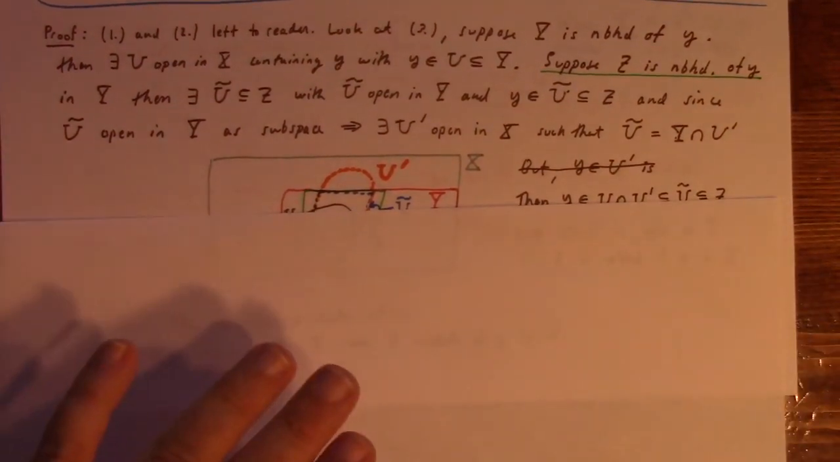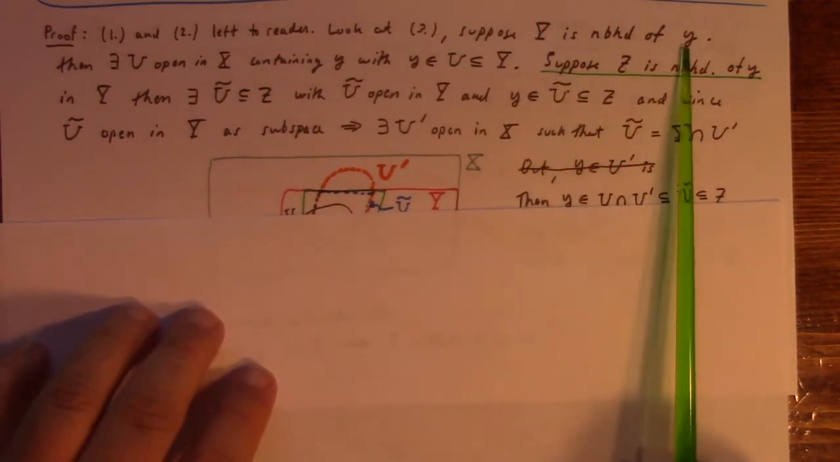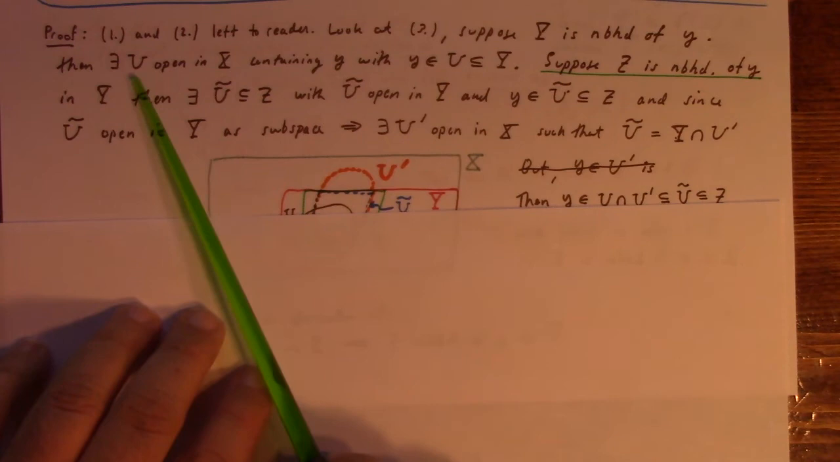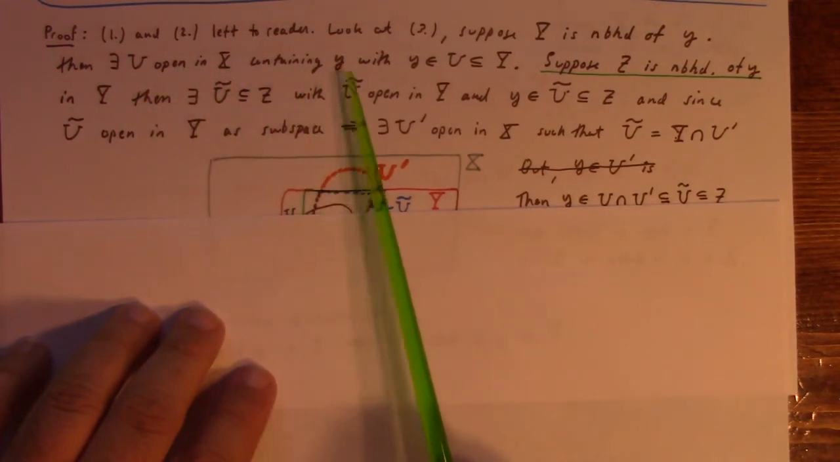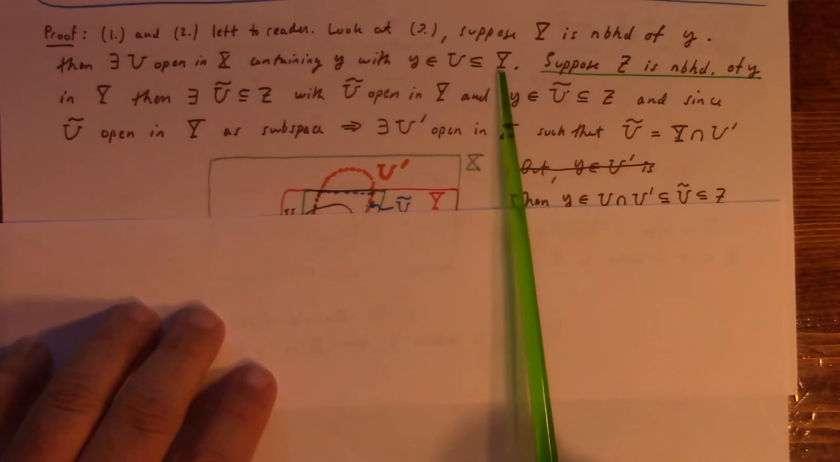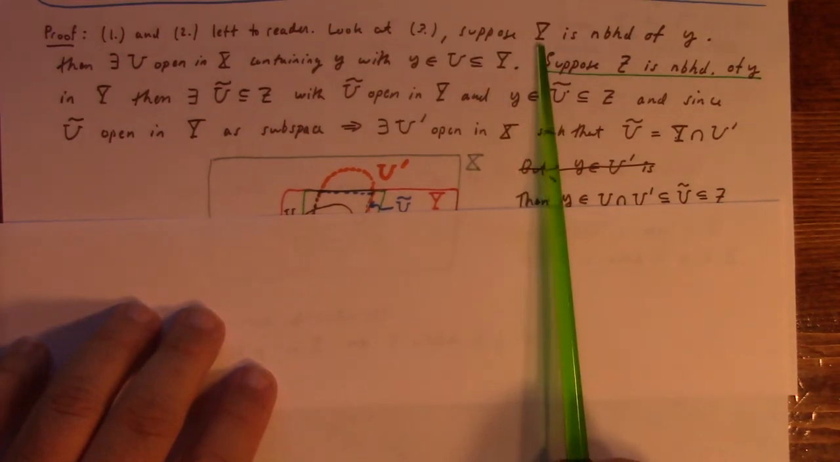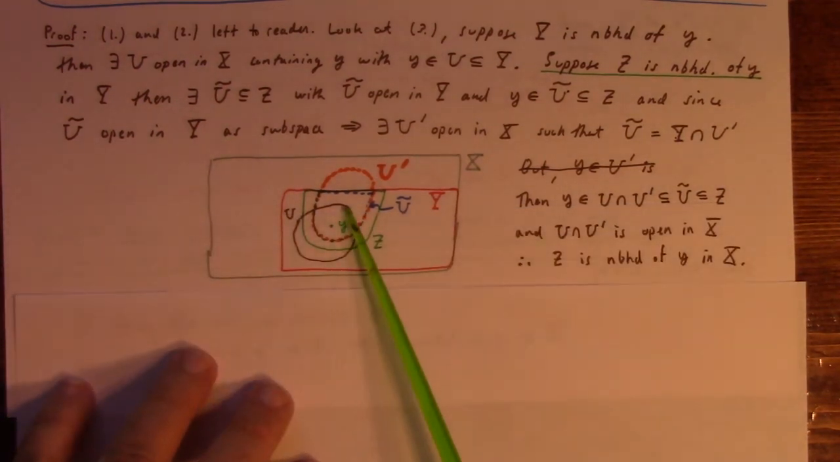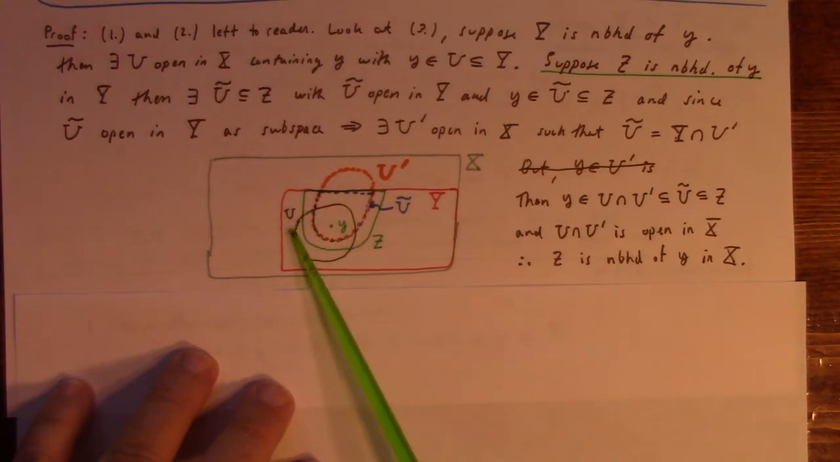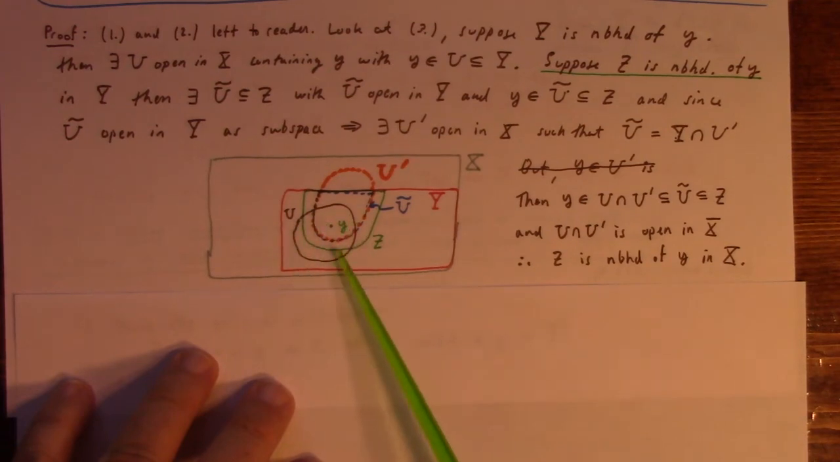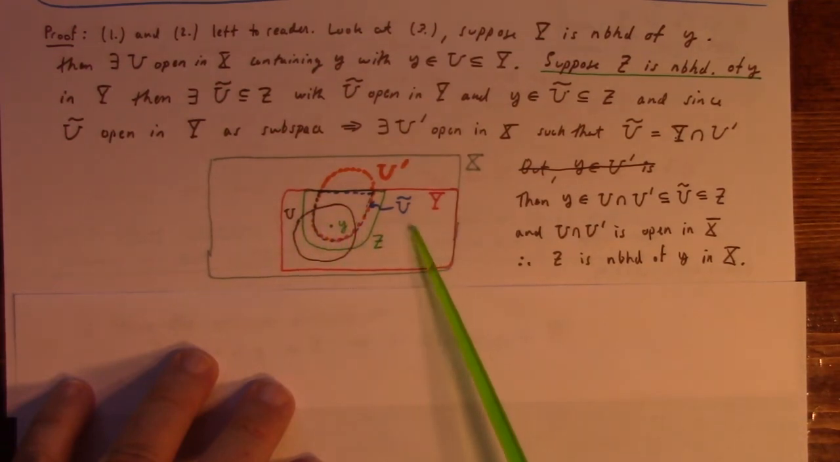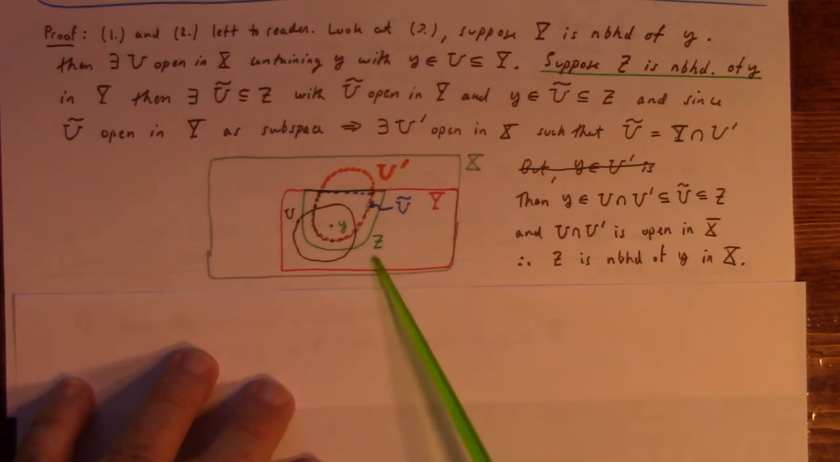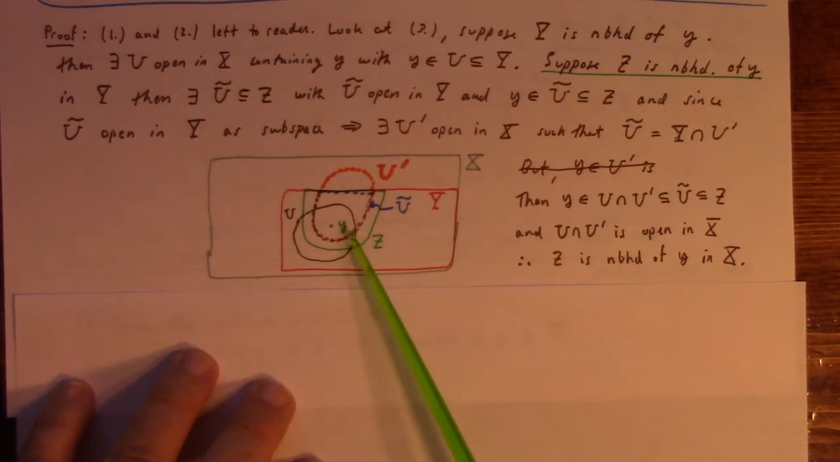Okay, so suppose Y is a neighborhood of little y. Then there exists U open in X with little y an element of U, a subset of Y. That's what it means for big Y to be a neighborhood of little y. In my picture down here, I've illustrated that: here's Y, and here's this brown circle U. It's some open set which contains little y, and it's a subset of Y, but it doesn't have to have any particular relationship to Z, except that Z also contains little y. So little y is stuck here in that picture.